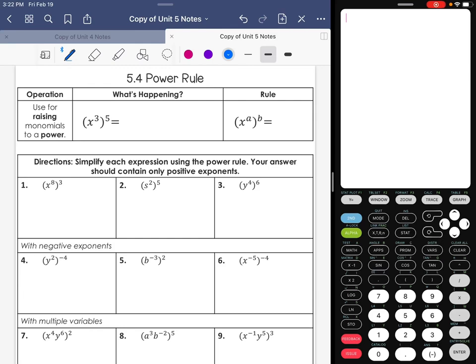All right, this is our last exponent rule that we're going to learn about. There will be another video where we put all these rules together, but this is the last rule. It's called the power rule, and it is used for raising monomials to a power.